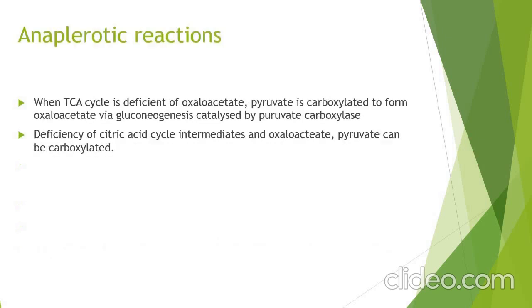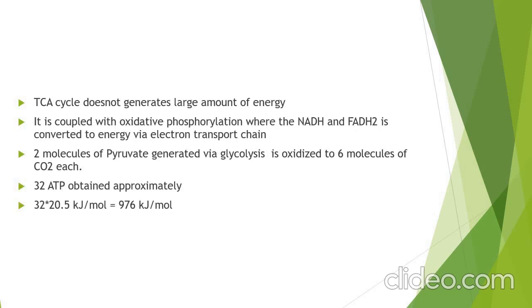Okay, and it is also going to be an anaplerotic reaction, because whenever the TCA cycle is deficient of oxaloacetate, we see that pyruvate is carboxylated to form oxaloacetate via gluconeogenesis as well. So we see the enzyme pyruvate carboxylase converts pyruvate to oxaloacetate in an intermediate step, and this oxaloacetate can be pumped into the TCA cycle as well. So that's why this is called an anaplerotic reaction.